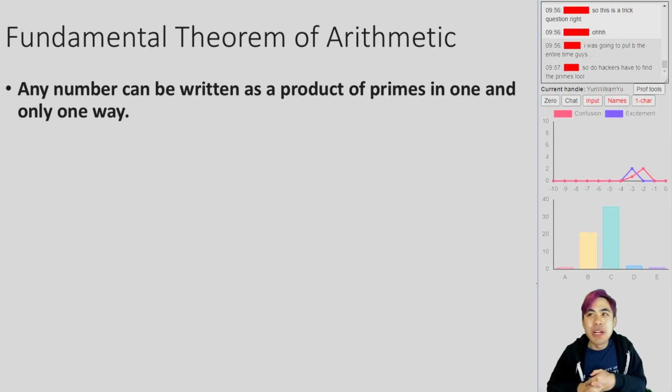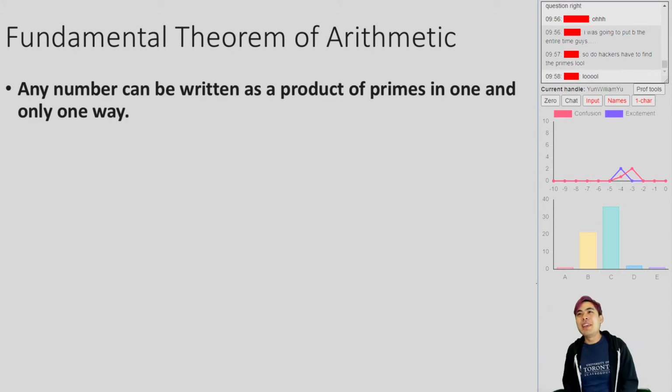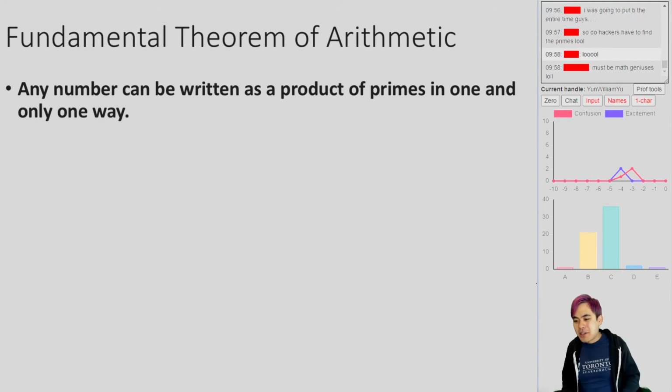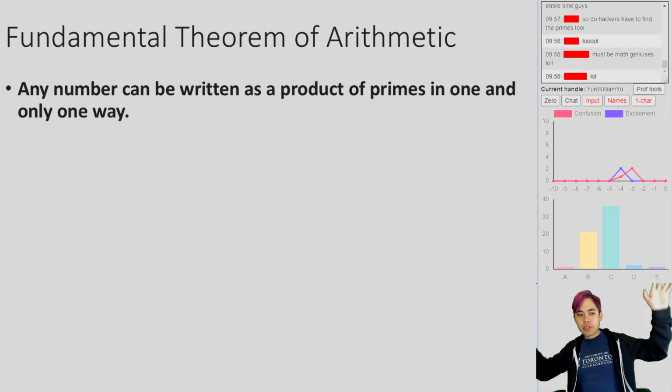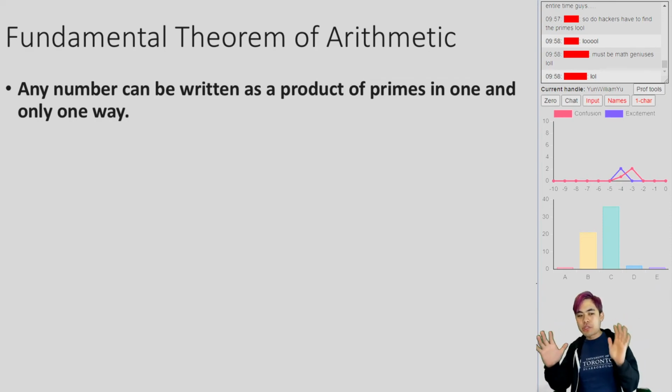Oh, we have a great question. So do hackers have to find the primes, though? Yes, sometimes they do. And in fact, that's one of the ways of breaking internet security. I'll go into this later, but if I have a number that is a product of two really big primes, and you can tell me what the two primes that make it up are, and you can do this in general for really, really big numbers, you could break a large part of internet security.